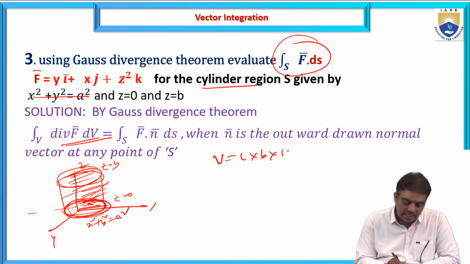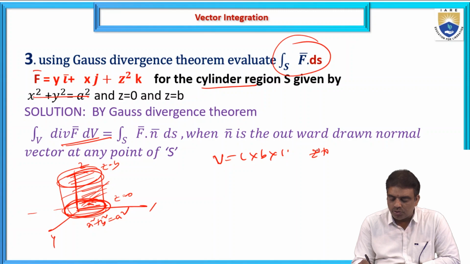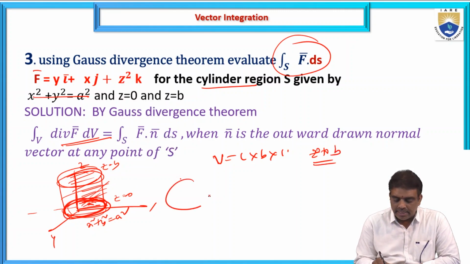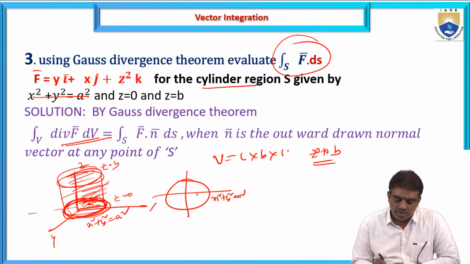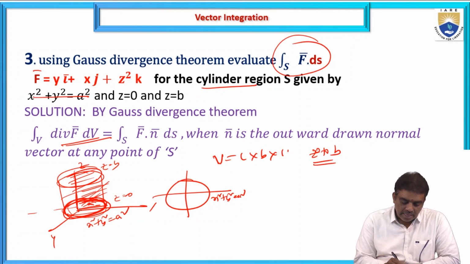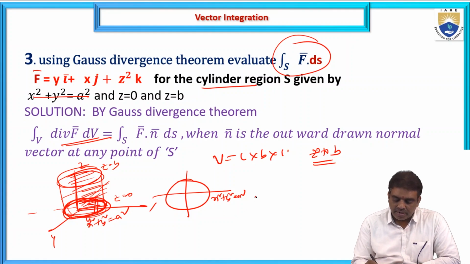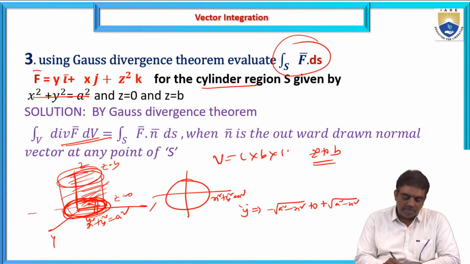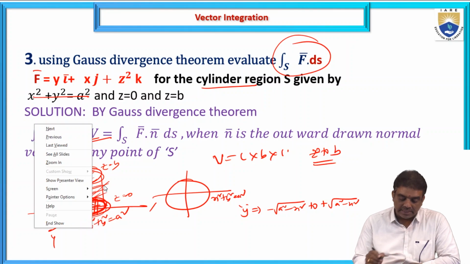Already the height limit z varies from 0 to b. Now consider the area of the circle x square plus y square is equal to a square. Now the limits for integration: here I am considering the strip inside the region. Y varies from minus square root of a square minus x square to plus square root of a square minus x square. The strip limit y from minus to plus.